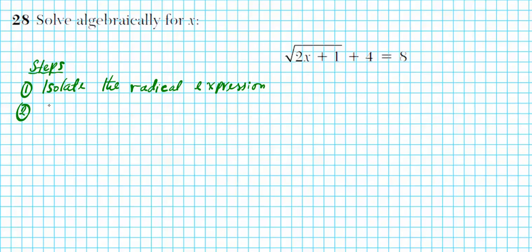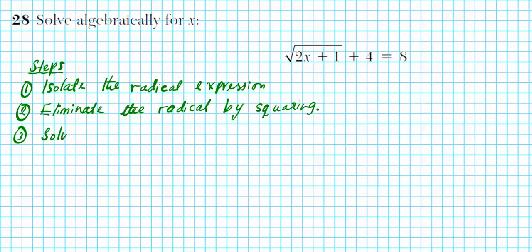So step 2 after isolation is elimination. Eliminate the radical by squaring. And after doing that, you just basically solve the resulting equation. This should be easier because the resulting equation will not have any radical components to it anymore. Okay, so let's apply these steps to solving this radical equation.